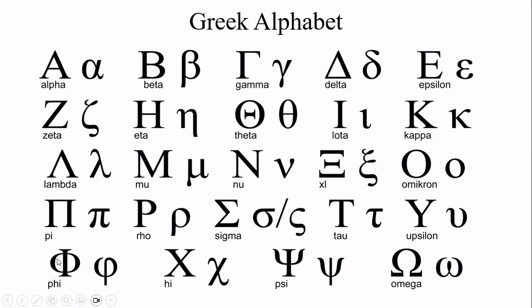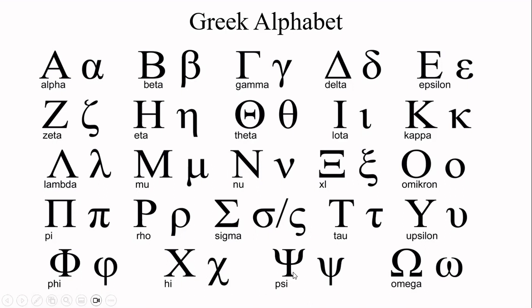This is the uppercase and lowercase phi. Next letter is chi. Chi. Kind of a guttural sound from the back of your throat. Chi. So we have the uppercase and lowercase chi.